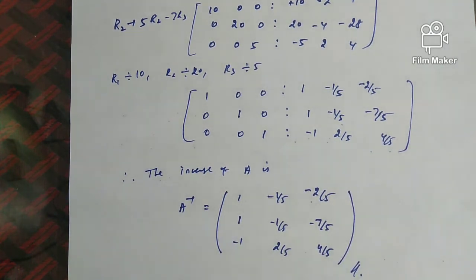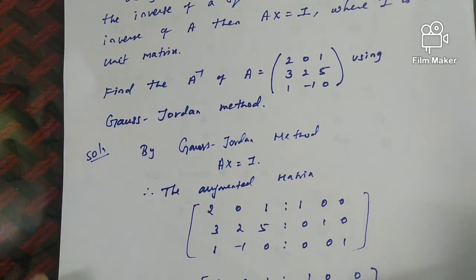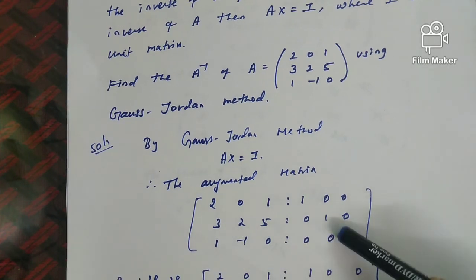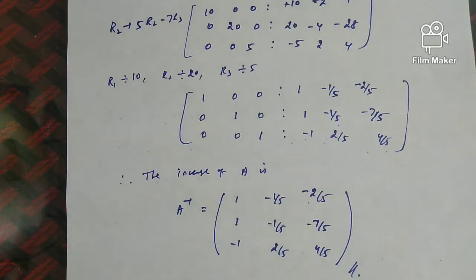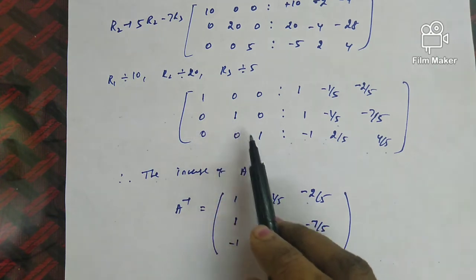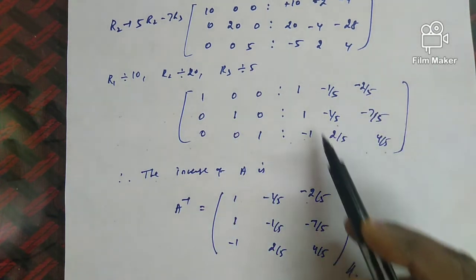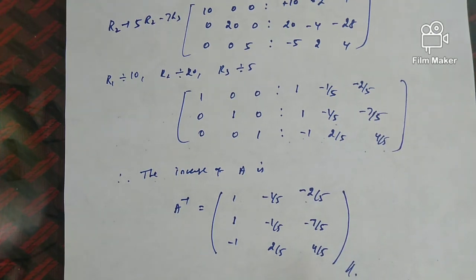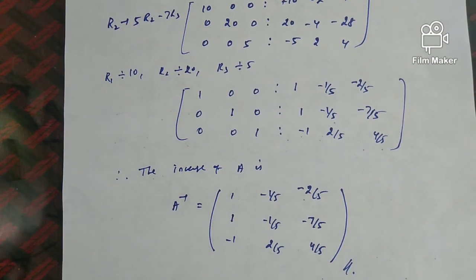So under the Gauss-Jordan method, how do we do the problem? First, for the given matrix, we write the augmented matrix, that is, the matrix with the unit matrix, and using row operations we make the diagonal matrix. In the diagonal matrix we bring all the diagonal elements to 1. After that, the remaining matrix is the inverse of the given matrix A. So this is the procedure under the Gauss-Jordan method for finding A inverse.